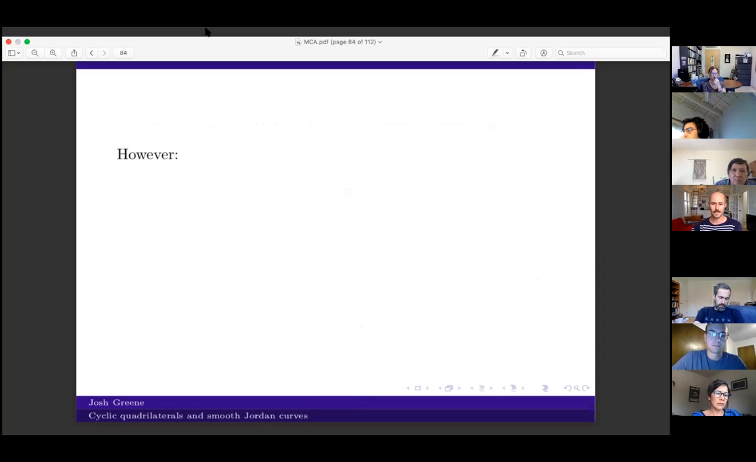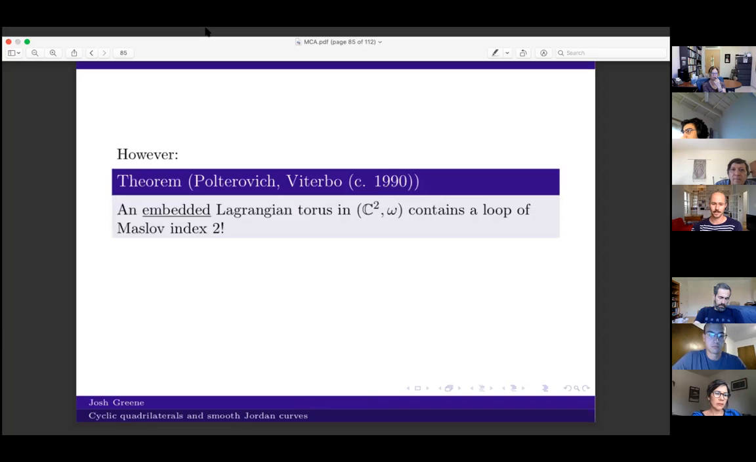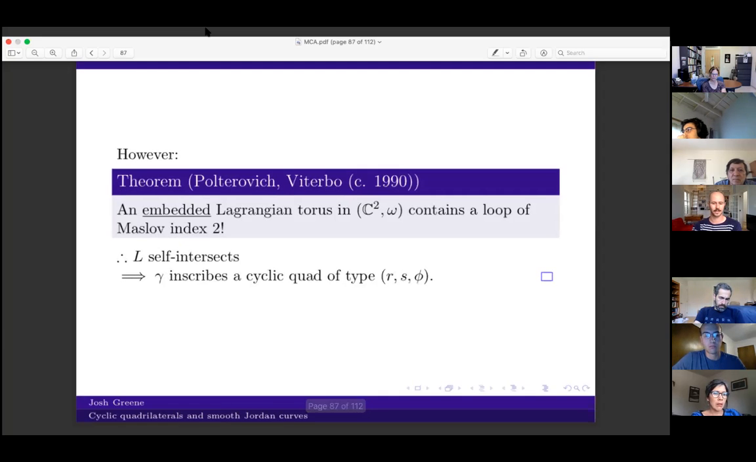However, it turns out that any embedded Lagrangian torus in C2 always contains a loop of Maslov index 2. So this is a 30-year-old result independently due to Polterovich and Viterbo. So our L does not contain a loop of Maslov index 2. Therefore, it self-intersects, and therefore we get the cyclic quadrilateral we were looking for back on gamma.